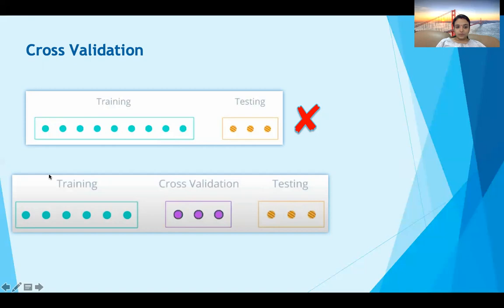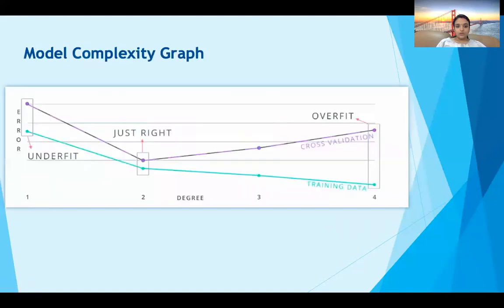The training set will be used to train the model, and the cross-validation set will be used to make a decision about the model, like which degree of the model we should use. And the testing set will be used to test the model. This is the correct way. Now, when we draw the model complexity graph with the help of the cross-validation data, it will look like this.